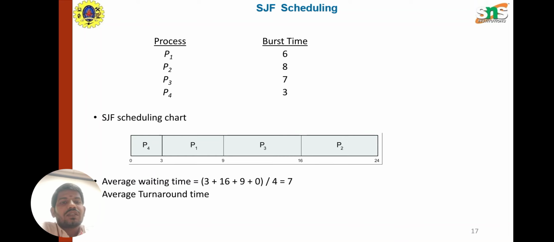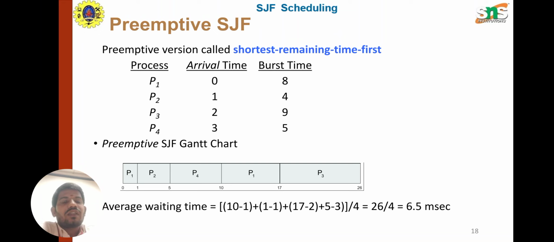The average waiting time is 3 plus 16 plus 9 plus 0, divided by 4, which is 7. For average turnaround time, we have to work it out similarly. Now the preemptive shortest job first, the preemptive version called shortest remaining time first. We have three categories: process, arrival time, and burst time. Here we have to consider the arrival time. We have different processes P1, P2, P3, P4. P1 has arrival time 0, and the next ones arrive later. The average waiting time is calculated as 26 divided by 4, which is 6.5 milliseconds.